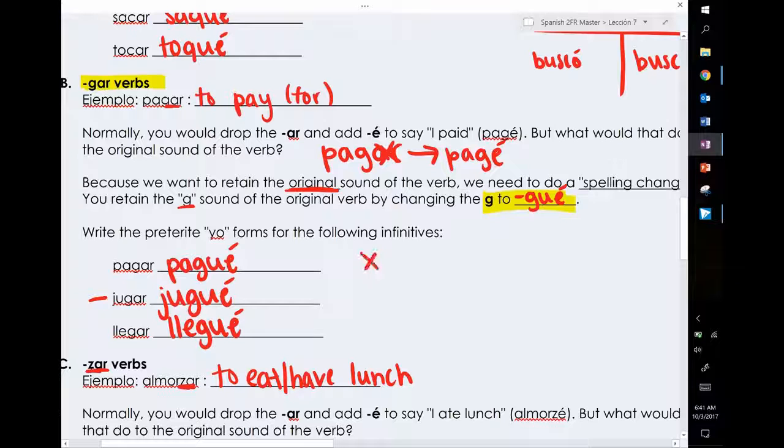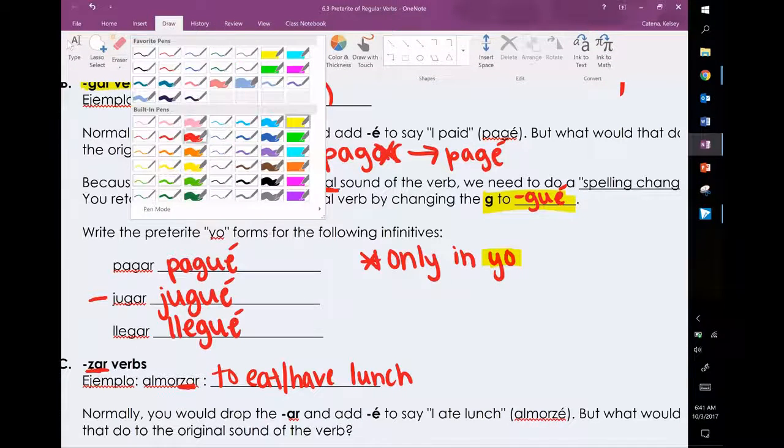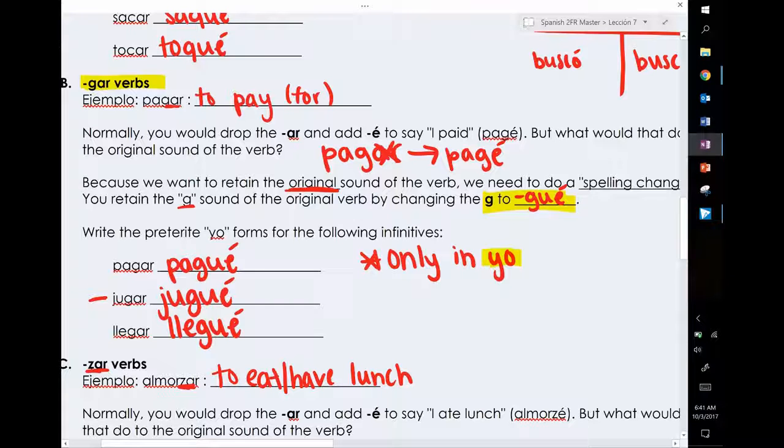So again, that gar change only happens in the yo form of the preterite. Everywhere else, you just keep your G as a G. You don't have to change it to G-U-E with an accent. So car goes to qué, gar goes to gué.